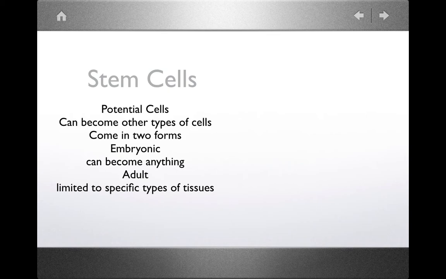A stem cell you can think of as a potential cell. It has the ability to become another type of cell. So in this case, when a stem cell goes through mitosis and you end up with two cells, one of those two cells will stay a stem cell. The other one will grow up to be something else.